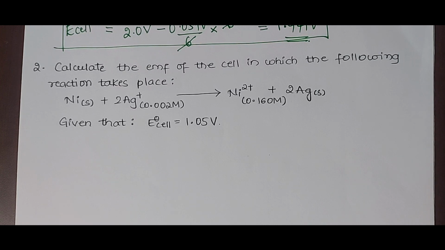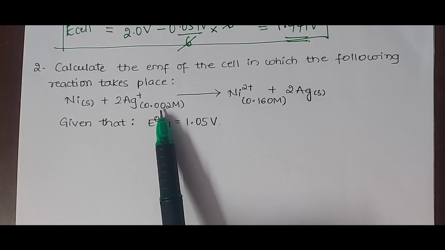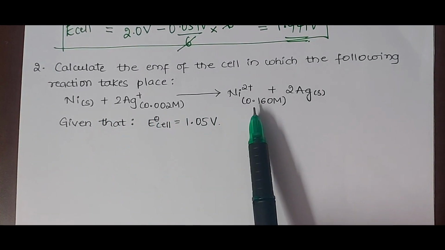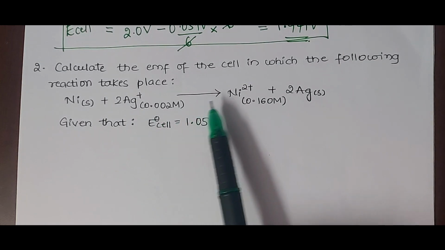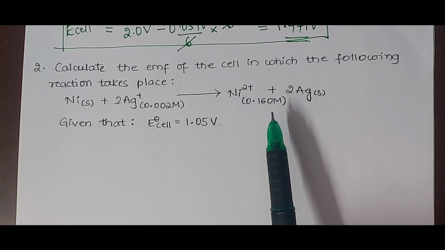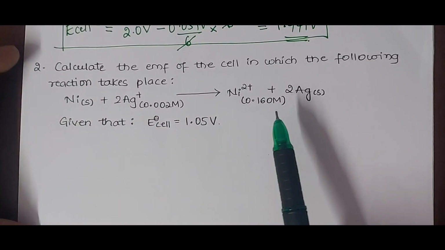So in the next question they have asked you to calculate the EMF of the cell in which the following reaction takes place. So the reaction given is Ni solid state plus 2 Ag plus 0.002 molar forming Ni2 plus 0.160 molar plus 2 Ag. They have given the concentration. Based on the equation you can identify which is your anode ion and which is your cathode ion, as well as you can identify the N value.